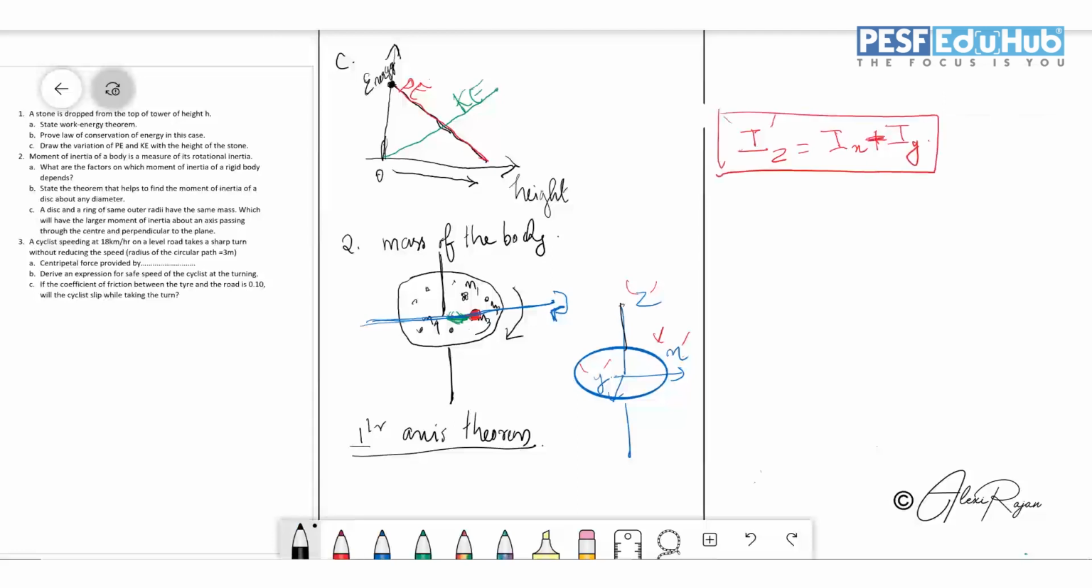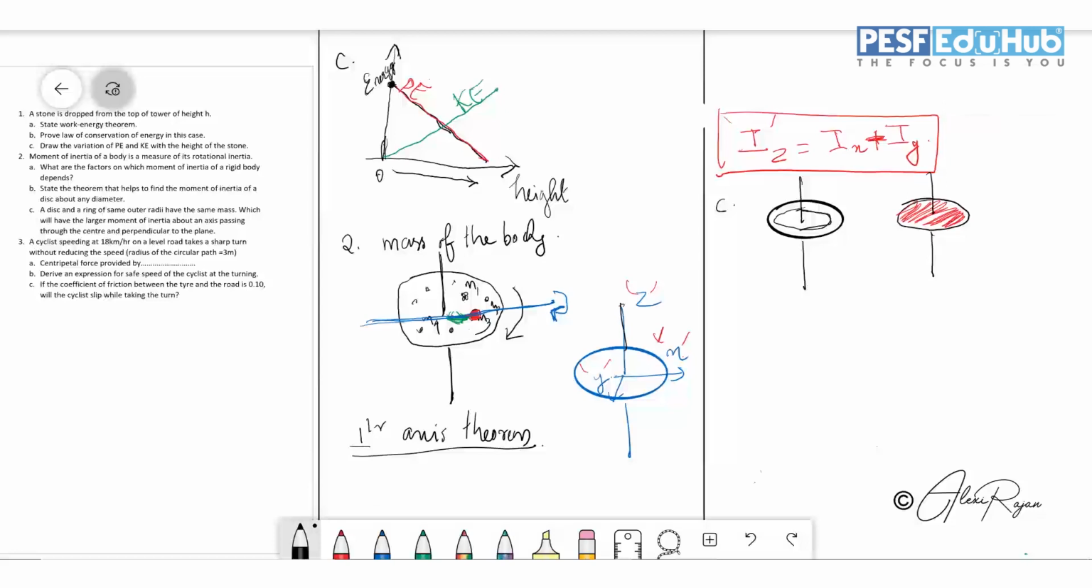So this is now the third sub question, that is, a disk and a ring of the same outer radii have the same mass. Which will have a larger moment of inertia about an axis through the center and perpendicular to the plane? So you have a ring in your hand and you have an axis here, and also you have a disk. And you want to find out which one will have more moment of inertia.